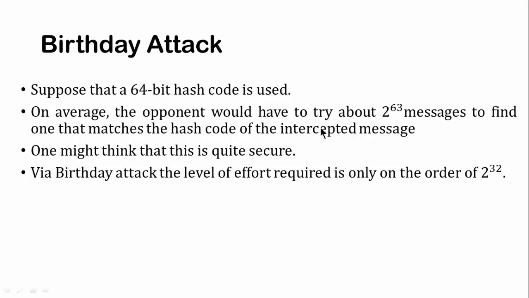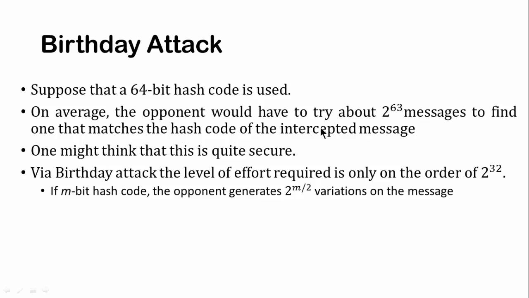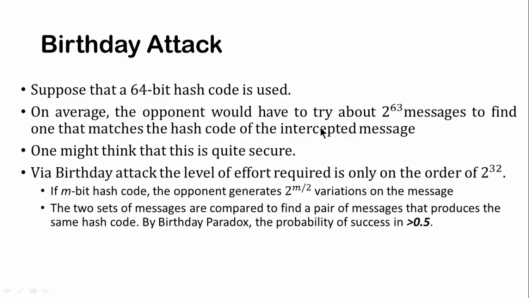Now what is this birthday attack? So in birthday attack, if you have got an m-bit hash code, the opponent tries to generate 2 raised to the power m by 2 variations of those messages, and these two sets of messages are compared to find a pair of messages that produces the same hash code. So by birthday paradox, the probability of success is more than 0.5. So probability more than 0.5 means it has got a good chance to calculate the values.